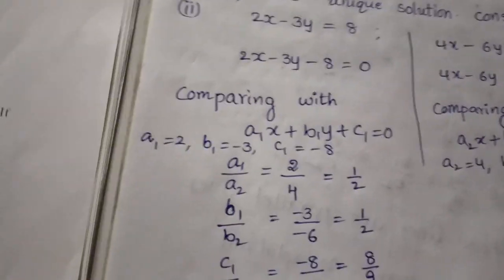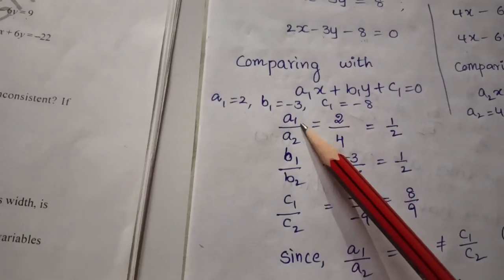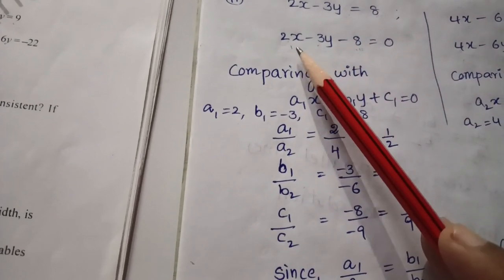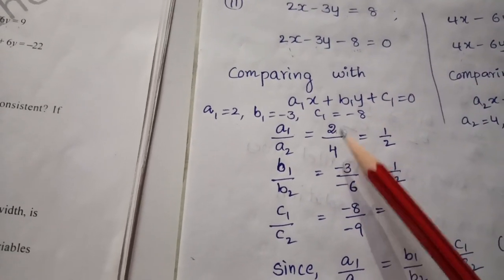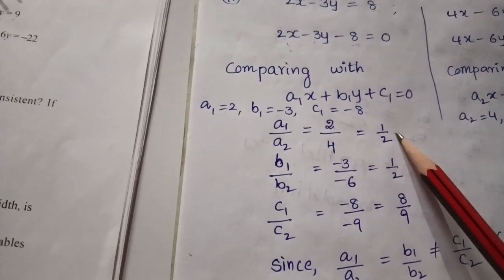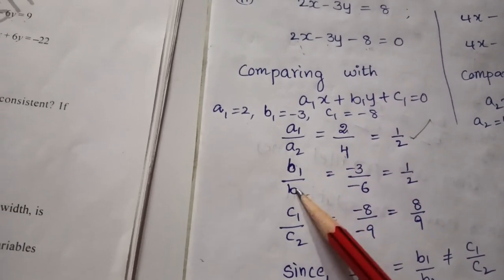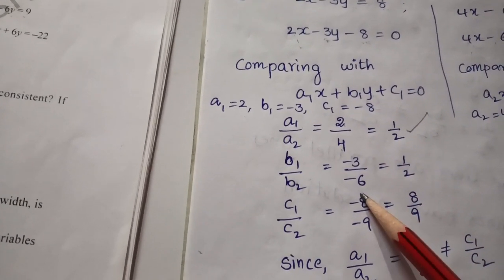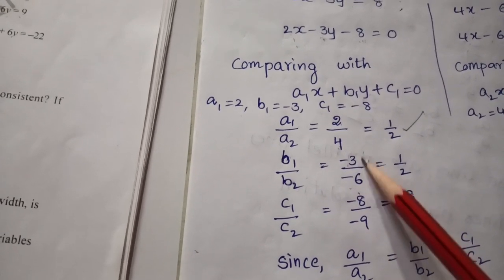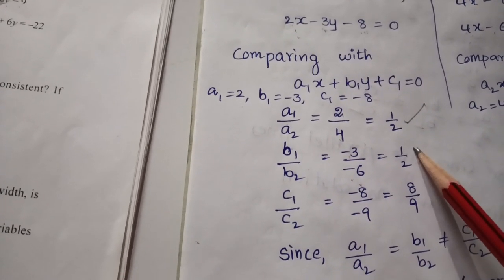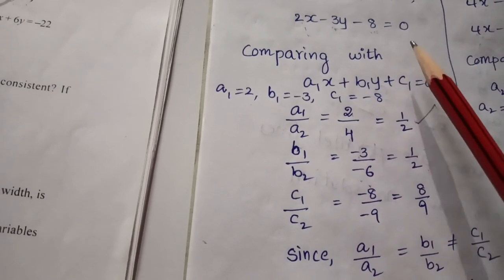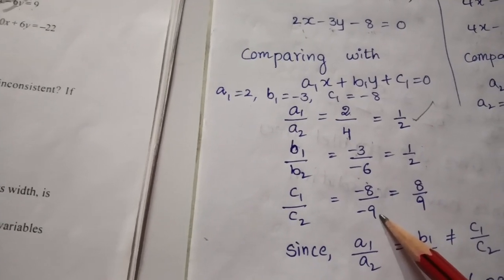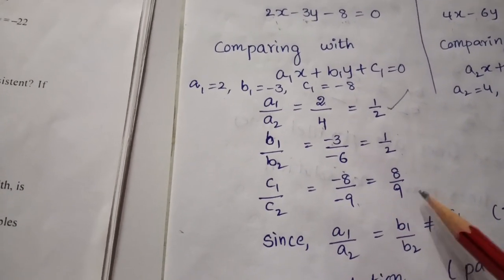Now find the ratios. A1/A2. A1 is 2, A2 is 4. 2/4. 2 ones are 2, 2 twos are 4. So A1/A2 is 1/2. Next, B1/B2. B1 is -3, B2 is -6. -3/-6. Minus cancel, 3 ones, 3 twos. So B1 by B2 also 1 by 2. Next C1 is minus 8, C2 is minus 9, minus minus cancel, 8 by 9.